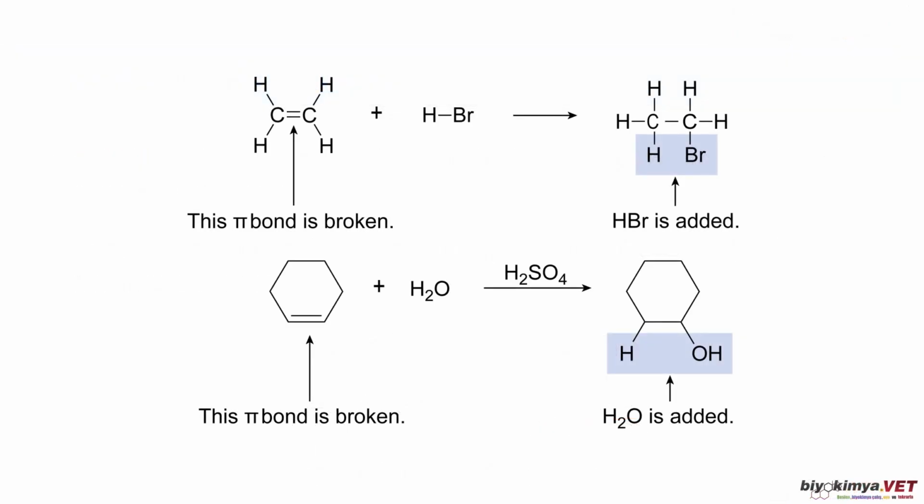And here are the examples. The pi bond is broken and hydrogen bromide reacts with ethene to give the haloalkane. And here, this is another pi bond broken and a water molecule is added to produce an alcohol. So it's easily understandable that the addition and elimination reactions are opposite types of reactions.